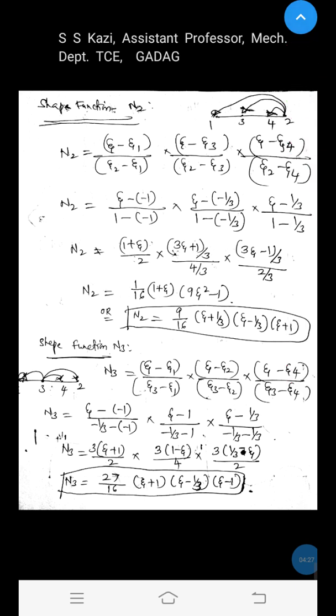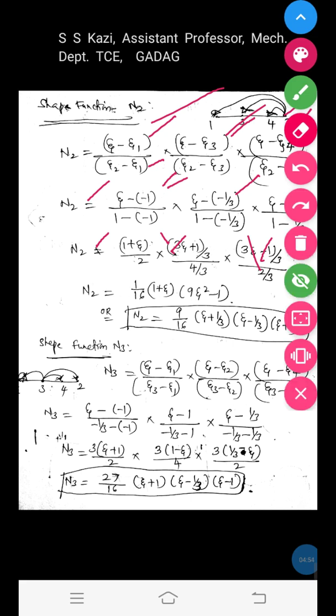Once you write the formula by using the Lagrangian form of shape functions, after that you substitute all the natural coordinate values: zeta 1 is -1, zeta 2 is +1, zeta 3 is -1 by 3, zeta 4 is +1 by 3, and so on.